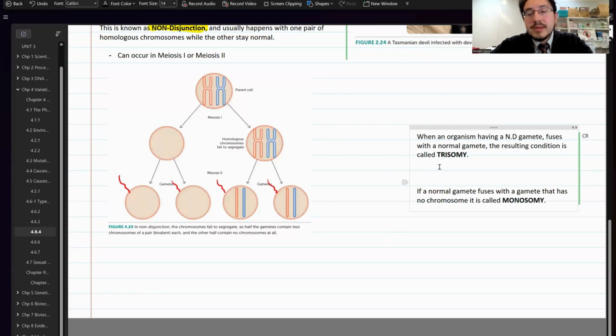When a non-disjunction gamete fuses with a normal gamete, let's say this is a sperm and it fuses with an egg, you're going to have three copies of just that chromosome. That's referred to as trisomy. And opposite to that, if a normal gamete fuses with a gamete that has no copy of the chromosome, it is called monosomy.